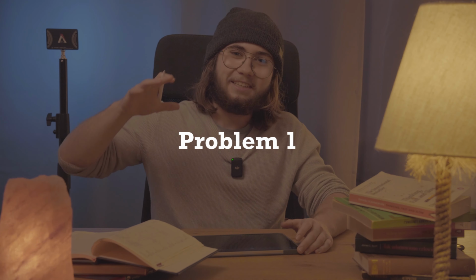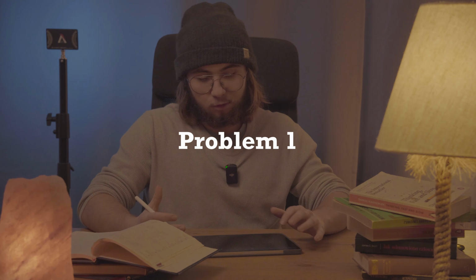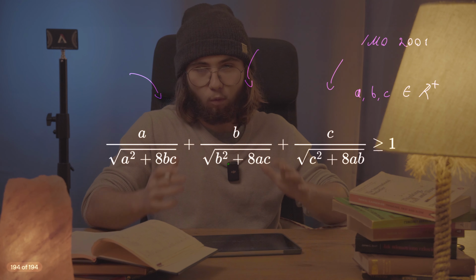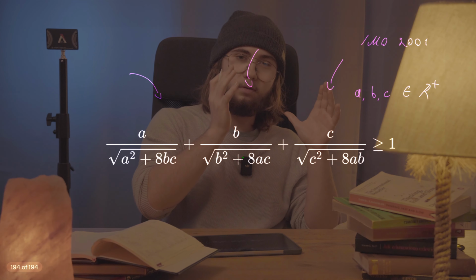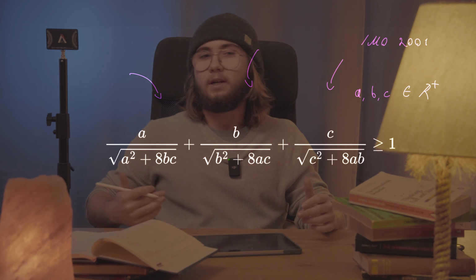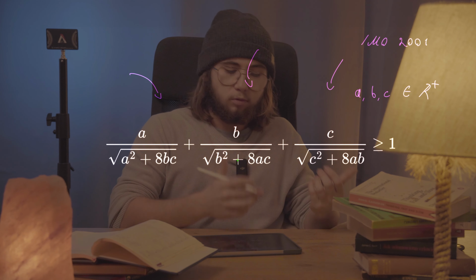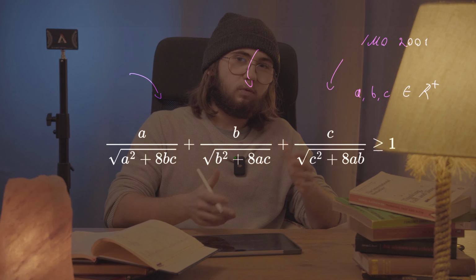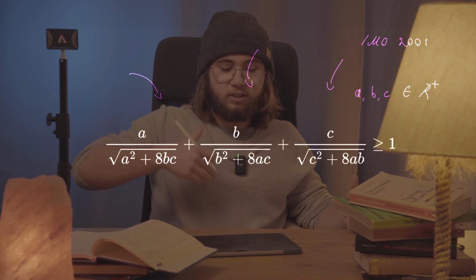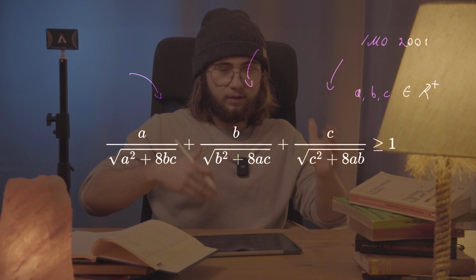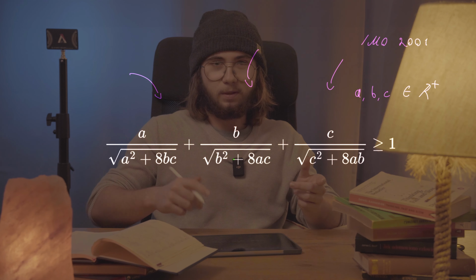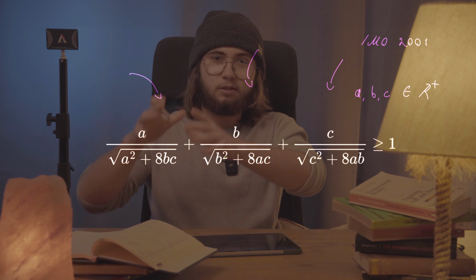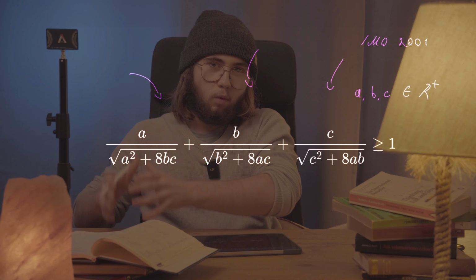Okay guys, so we are diving straight into some tough problems. We are doing the 2001 IMO problem number 1. We are given a, b, and c that are positive real numbers, and we're supposed to prove that a over the square root of a squared plus 8bc plus two similar looking fractions, but with a replaced by b and c respectively, is greater than or equal to 1.